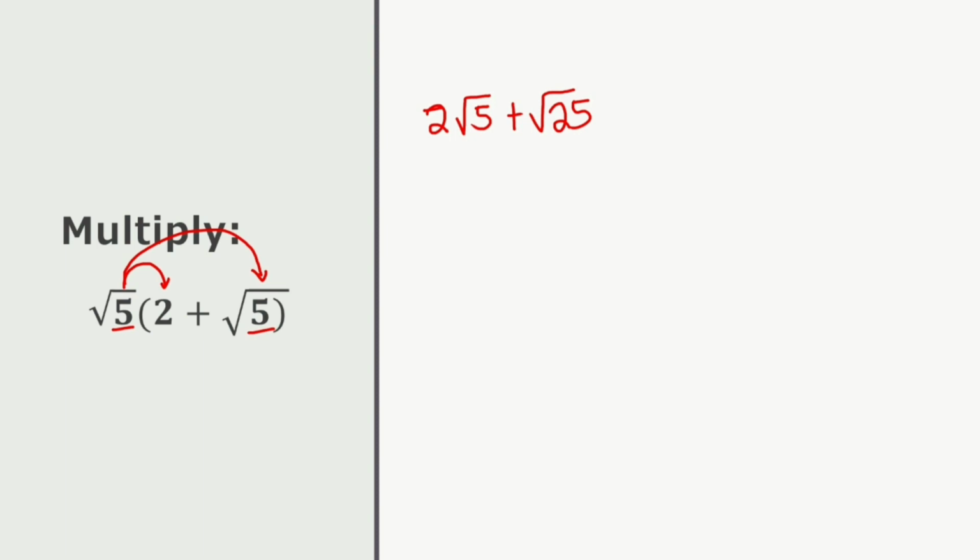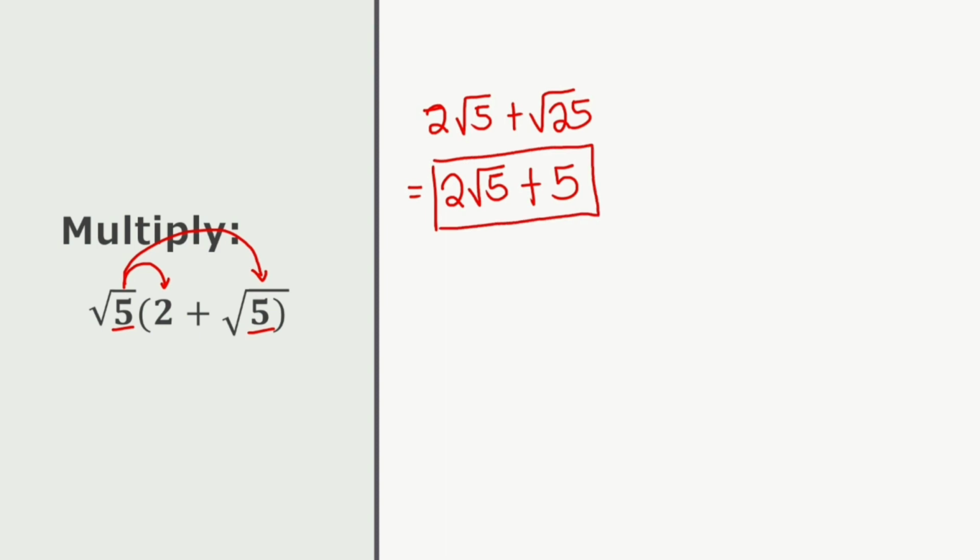We know that 2 square root of 5 is already in simplest form, so we cannot simplify it anymore. But if you examine square root of 25, that is still reducible. It is a perfect square. So the square root of 25 is 5, and we have 2 square root of 5 plus 5. And this is now our answer.